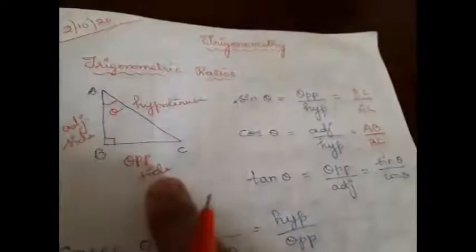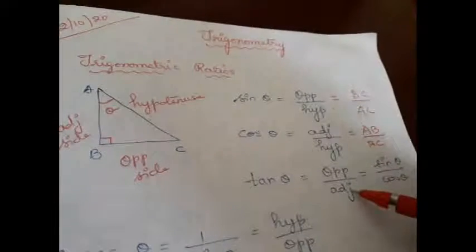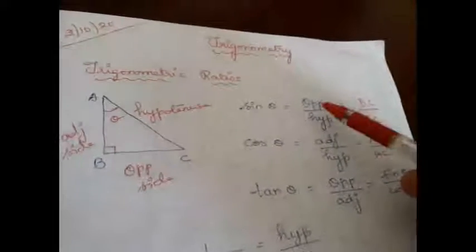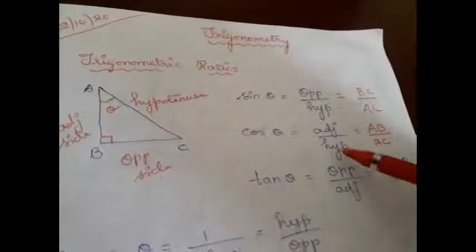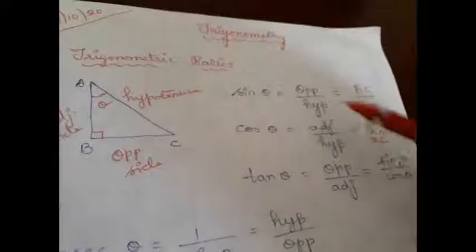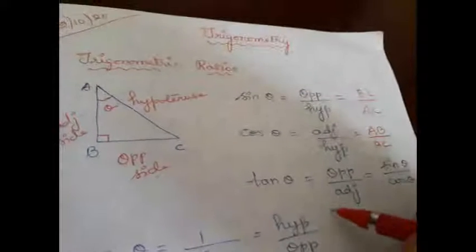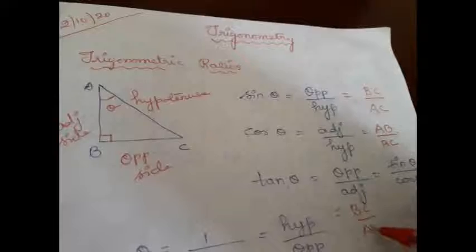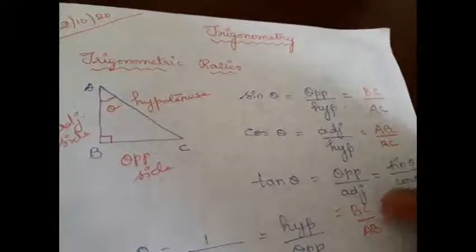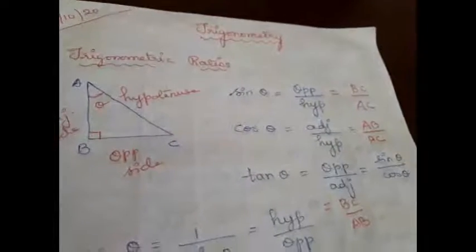Then what is your tan theta? Tan theta is opposite side divided by adjacent side. Or else in terms of sine and cos, we can write it as sine theta divided by cos theta, because hypotenuse will get cancelled. So you will get opposite divided by adjacent, right? Opposite side is BC, adjacent side is AB. So tan theta is BC divided by AB.